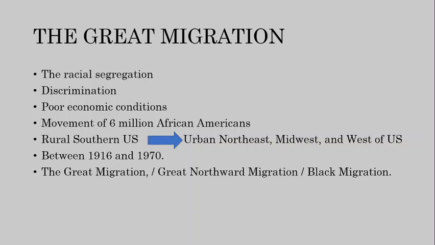Before getting into Harlem Renaissance, I shall give a note on the Great Migration. The racial segregation and discrimination, as well as the poor economic conditions in the southern states, caused the movement of 6 million African Americans out of the rural southern United States to the urban northeast, midwest, and west of US between 1916 and 1970. This is known in American history as the Great Migration or the Great Northward Migration or the Black Migration.